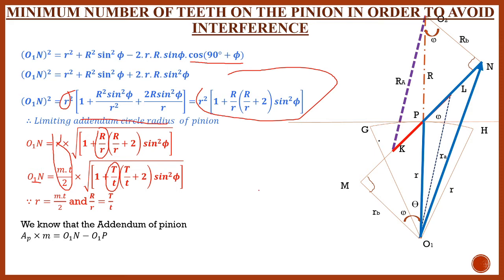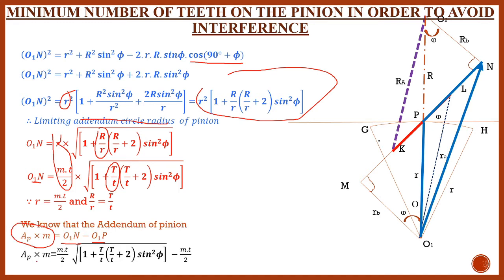Now addendum is equal to addendum circle radius minus pitch circle radius. Now O1N is the addendum circle radius and O1P is the pitch circle radius, and we will get the total addendum. This is the total addendum.